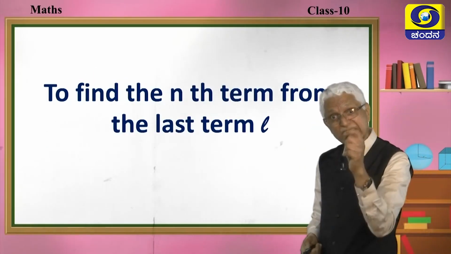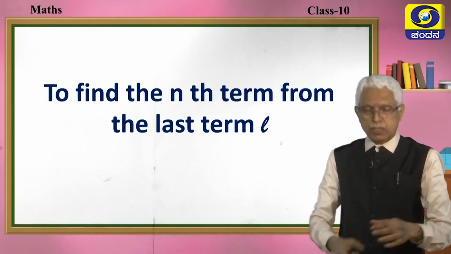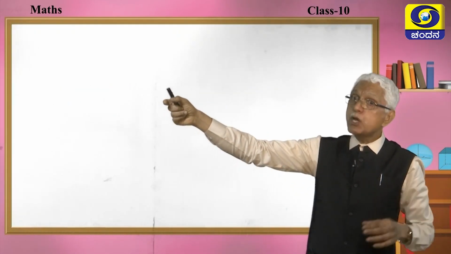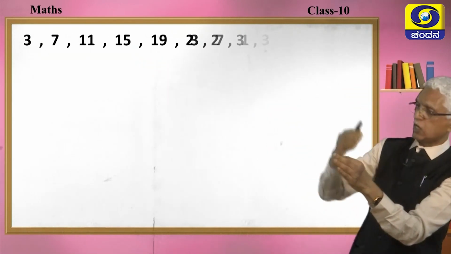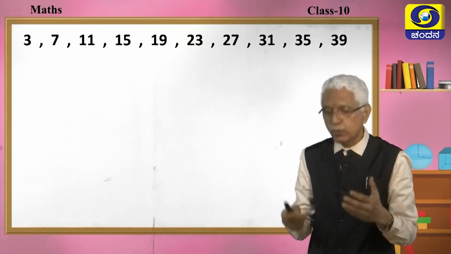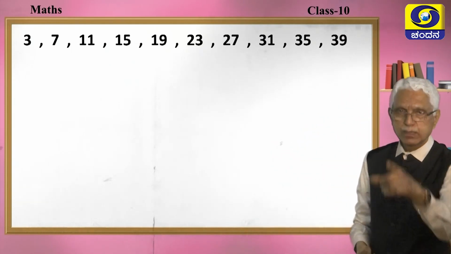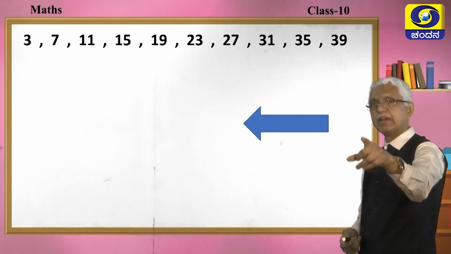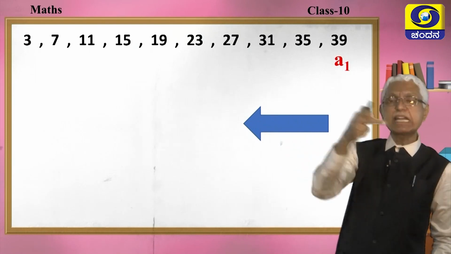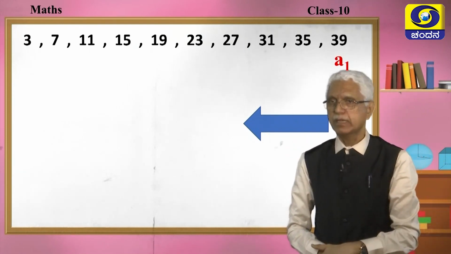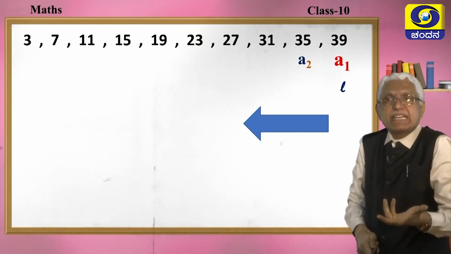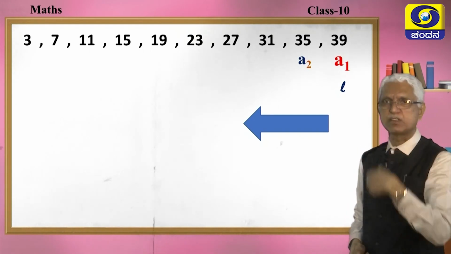Now, to find the nth term from the last term, see, you will be given an arithmetic progression. They want you to find out the 10th term from the last, from the end. They want you to find the 12th term from the end. How do we do it? How do we go about it? Please observe. 3, 7, 11, 15, 19 is an AP, correct? Now, from the end I want to find out a particular term, correct? What do we do? Is there any formula that we can obtain? That is what we are looking at it, my dear children, now.